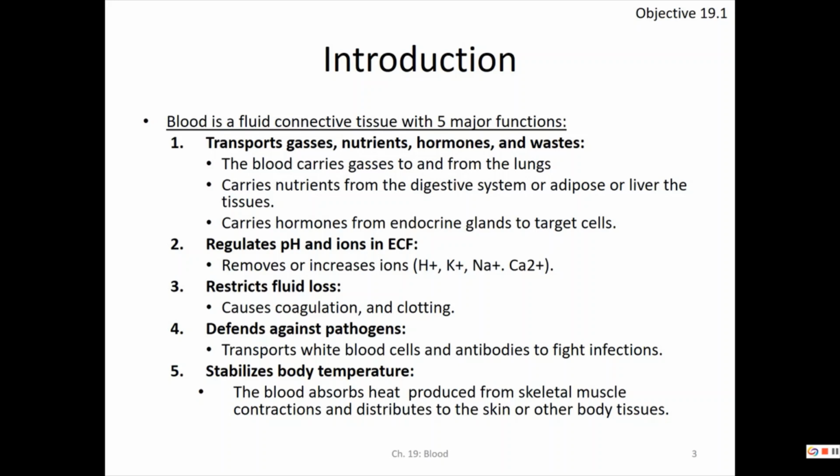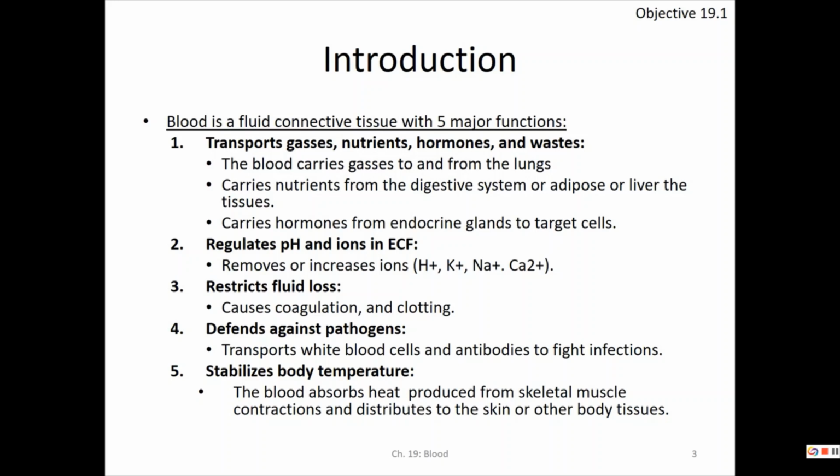Now, it also is a place where we restrict fluid loss. So, for example, coagulation of plasma, clotting of blood, things like that happen. Blood clotting and coagulation are not the same thing. Coagulation can form a platelet plug, or help reinforce a platelet plug, but it is something different. We'll get into the slight distinctions between that.